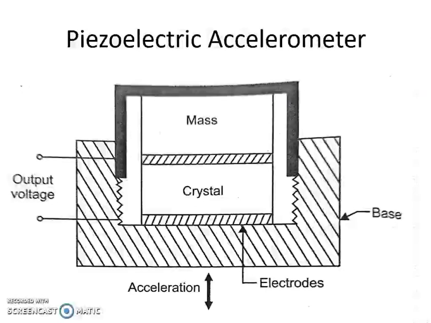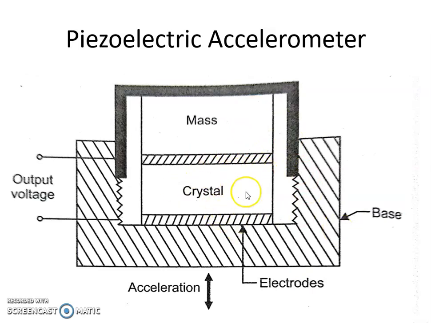So now we are going to discuss the two types of accelerometers which are used for the measurement of acceleration. One is piezoelectric type and another one is seismic type. So let us first discuss piezoelectric accelerometer. The piezoelectric accelerometer is the simplest and most commonly used accelerometer for the measurement of acceleration. So let us see the construction and working of the piezoelectric accelerometer.